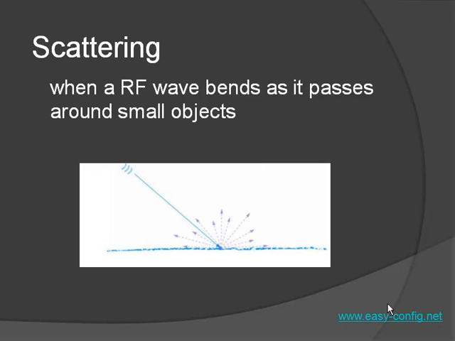Scattering, when a radio frequency wave bends in space around a small object. You can see this one is when the radio frequency bounces on small objects like rocks and sand, the radio frequency scatters and sometimes the signal is lost.